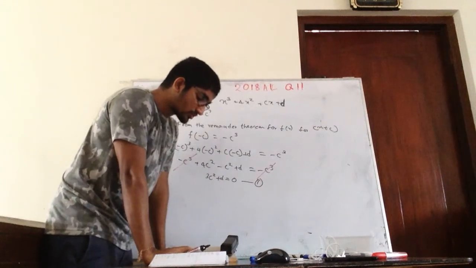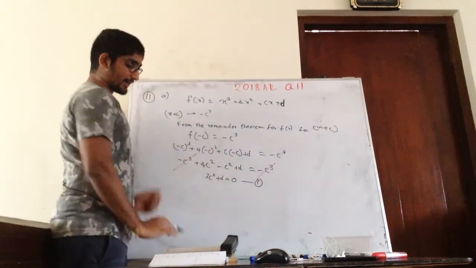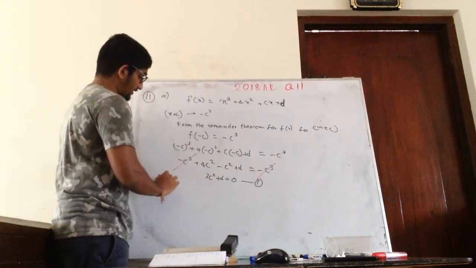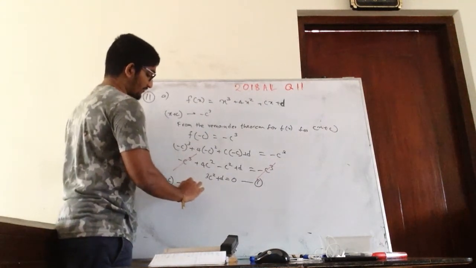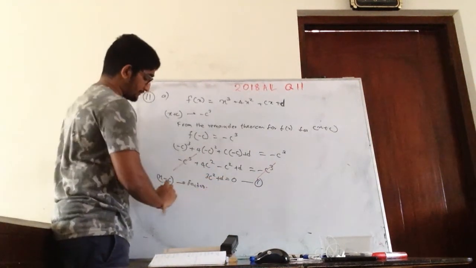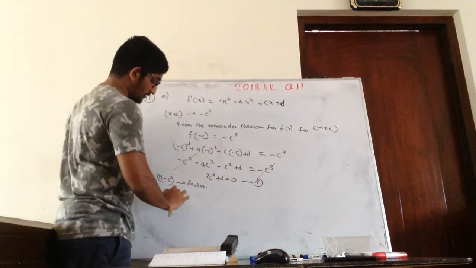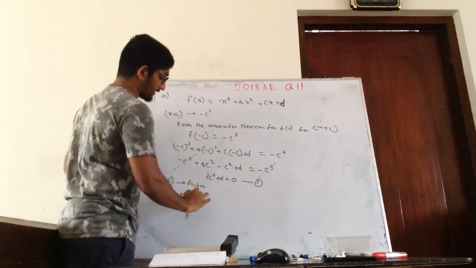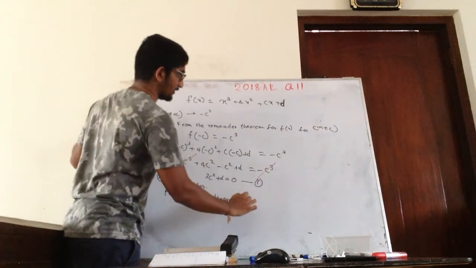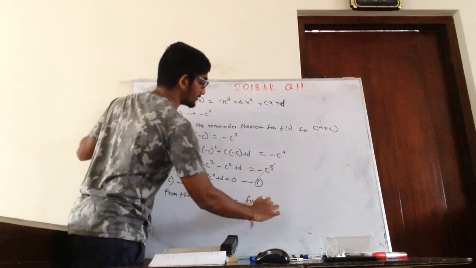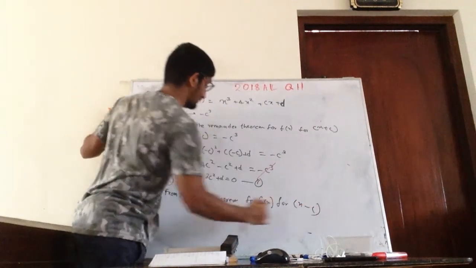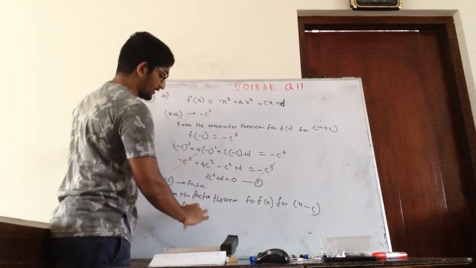What are they saying next? They are saying also x minus c is a factor of f(x). So x minus c is a factor. So now we can use the factor theorem. From the factor theorem, for f(x) for x minus c, I can say f of c is 0.